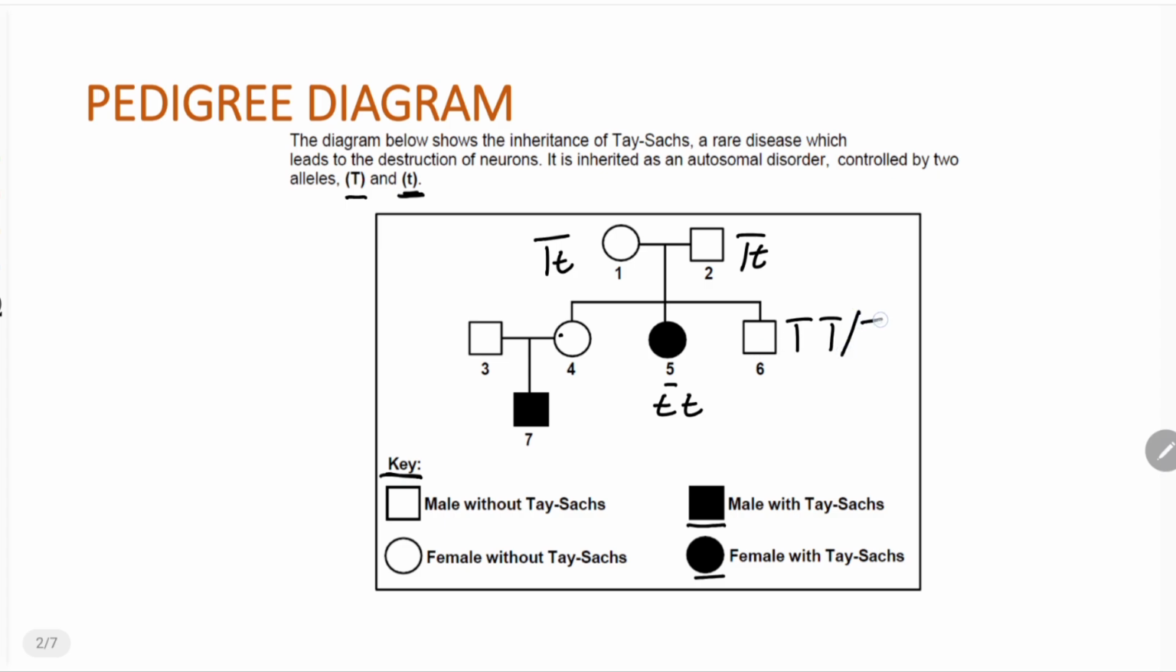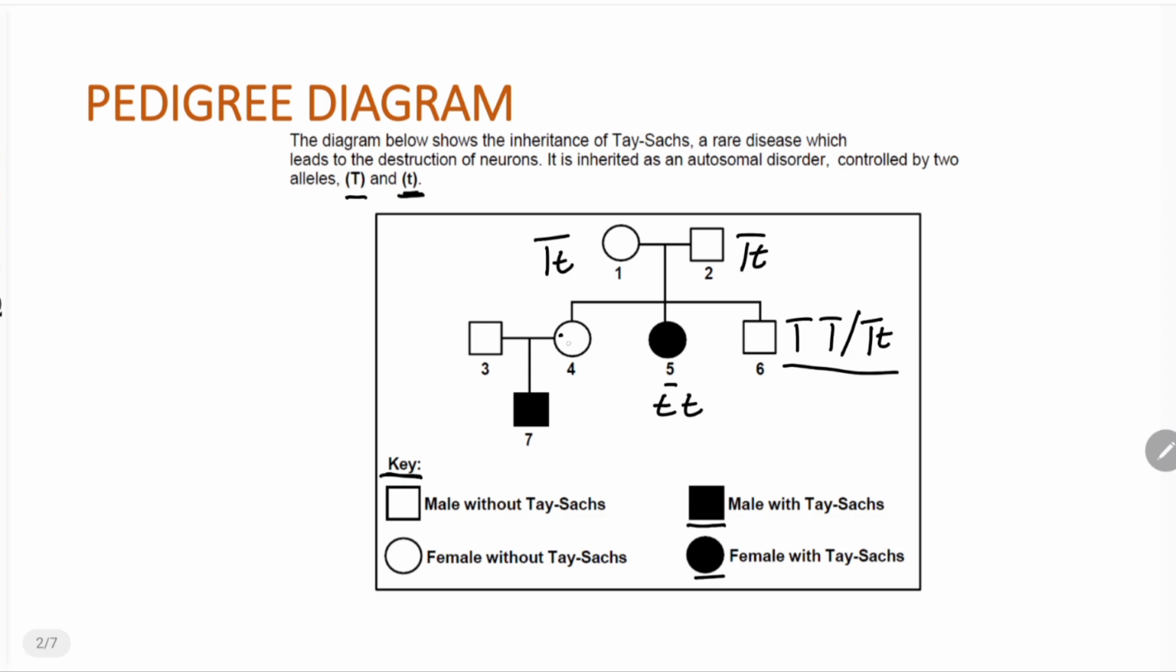Or if he received capital letter T from one of the parents and small letter t from the other parent, he is still going to be a male without Tay-Sachs. So for individual number 6, there are two possible genotypes: capital letter T, capital letter T, or capital letter T, small letter t. There is no way for us to be sure which genotype is correct, since individual number 6 does not have offspring of his own. If he had offspring, we would be able to trace the genotype and be more specific, but since he doesn't, we'll resort to a possibility of these two, right?